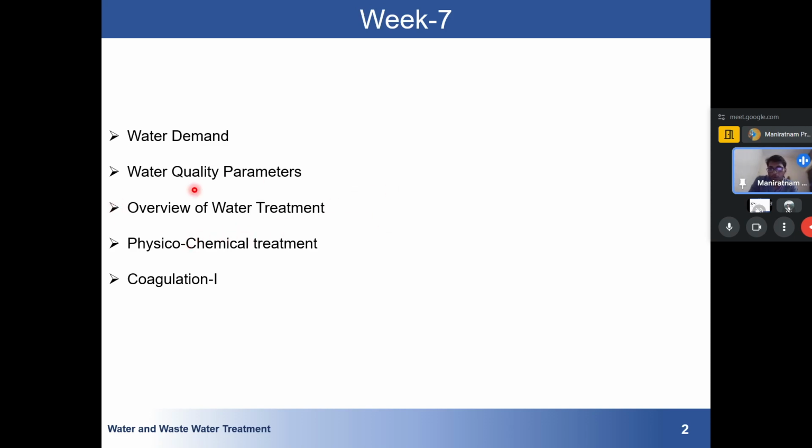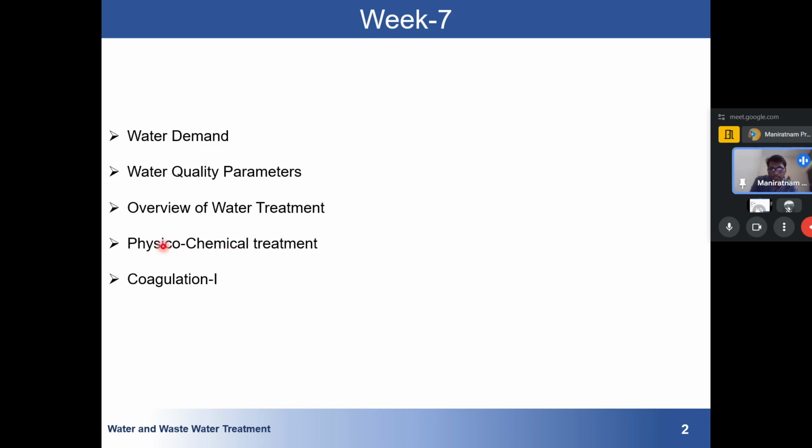Then we discussed the overview of water treatment, which was similar to wastewater treatment, but there were some different units. In normal water treatment, we do not use secondary treatment like biological treatment and all these things. It's just simple.